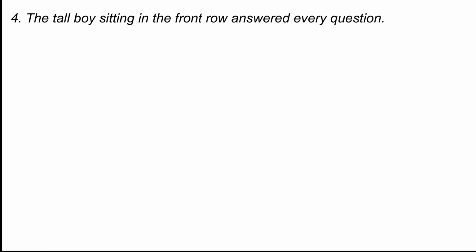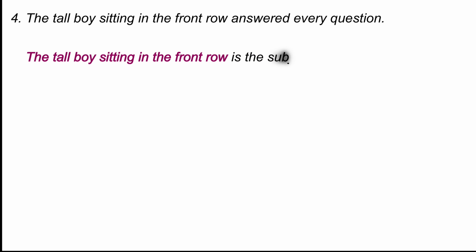First, find the verb in the sentence, that is answered. अब question हम पूछेंगे verb से who answered every question. अगर हम boy बोले तो सवाल उठेगा कौन सा boy. इसलिए पूरा phrase the tall boy sitting in the front row मिलके एक कंप्लीट सब्जेक्ट बनता है. अकेला बॉय इनकम्प्लीट है. पूरा फ्रेज मिला के बताता है एग्जैक्टली कौन. सो the tall boy sitting in the front row is the subject.